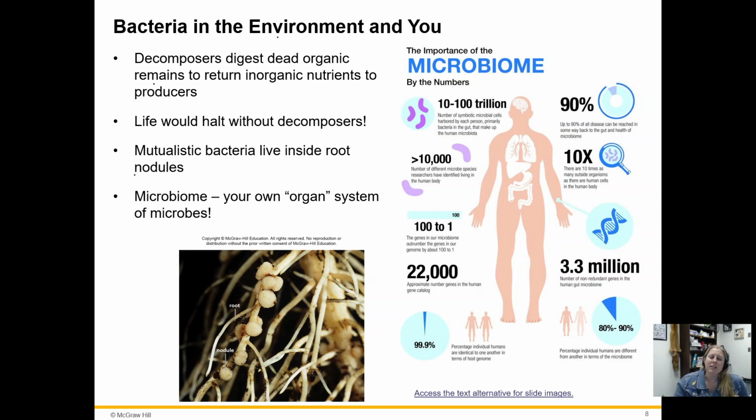Okay? In addition, there are mutualistic bacteria that live inside root nodules and other plants. If you've ever pulled up like a pea plant or a bean plant and you saw these little bumps on the roots, I don't know, maybe you're not a weird kid like I was, but I used to do this. And those roots are going to have bacteria in them that are capable of trapping nitrogen for the plant. So that's really, really beneficial to the plant.